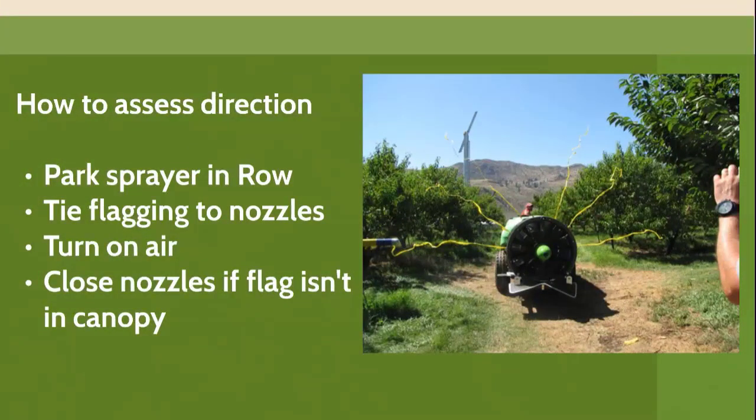Direction. Direction is also critically important. If you have a tower sprayer, the direction of the air is pointing directly into the canopy. If you have an axial fan sprayer, you need to make sure that the only nozzles on are those that are pointed into the canopy. This is easy to visualize. Park the sprayer in the mid-row, tie flagging around the nozzle bodies, step back and see which ribbons are aimed into the canopy. Keep those nozzles on.